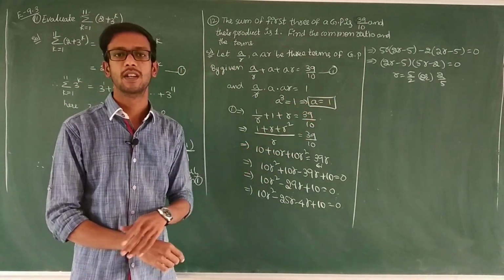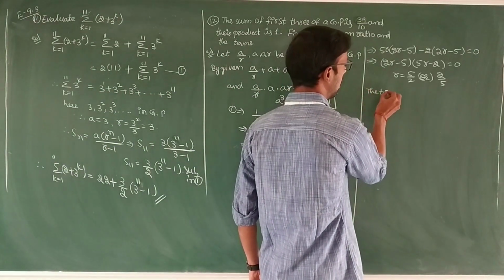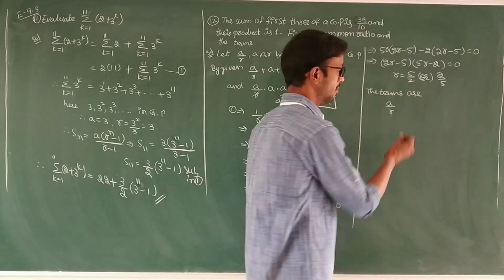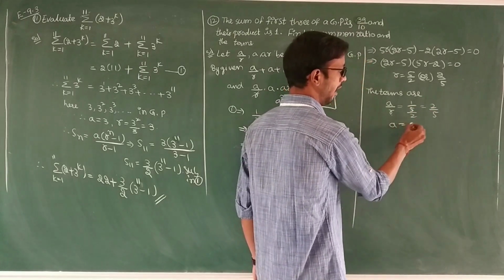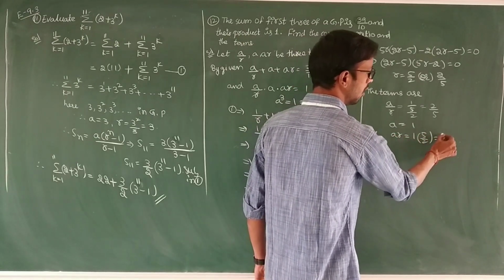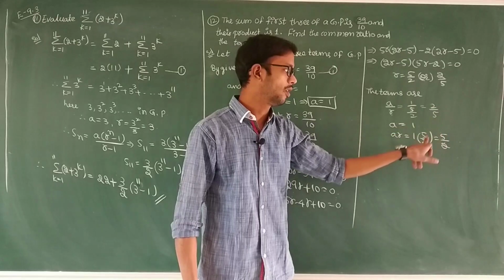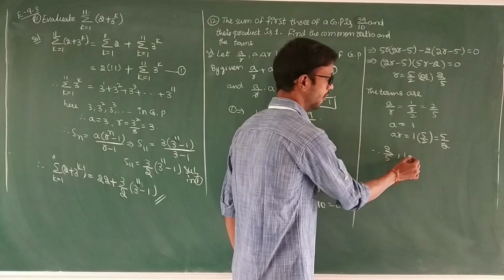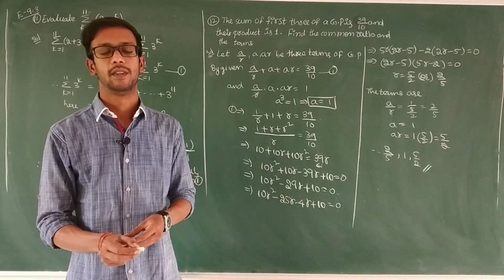So common ratio, how much? 5 by 2 or 2 by 5. The three terms are: a by r, that means 1 by 5 by 2, that is 2 by 5. And a is 1. ar is 1 into 5 by 2, that is 5 by 2. If you substitute 2 by 5, here 5 by 2 you will get as the first term, 2 by 5. So therefore the terms are 2 by 5, 1, 5 by 2. So these are the three terms.